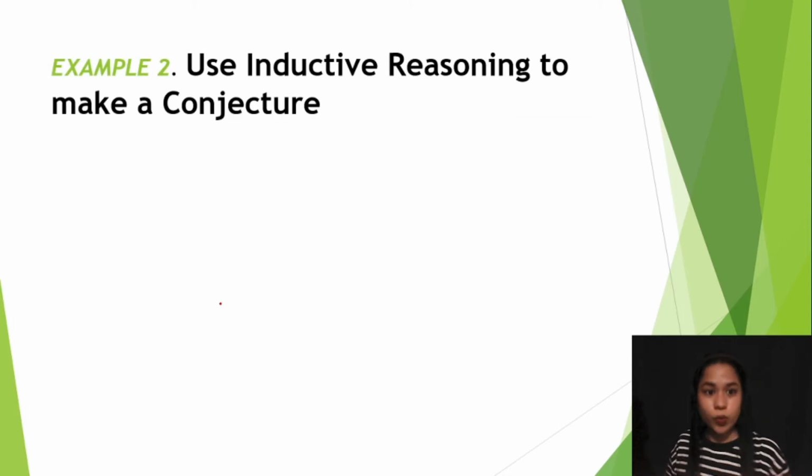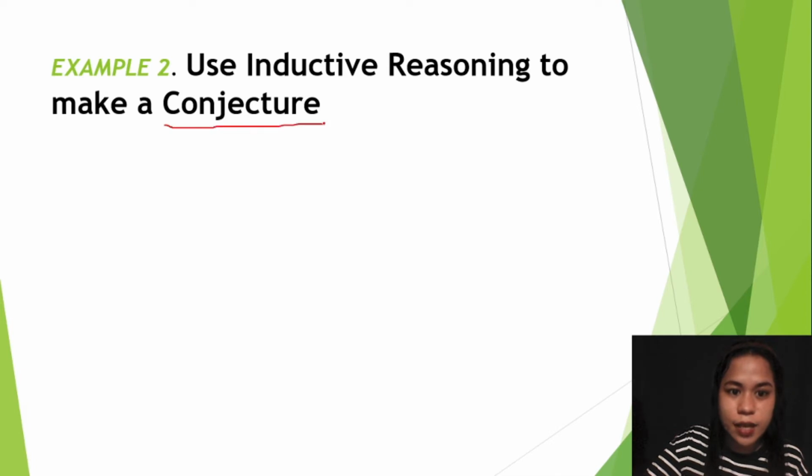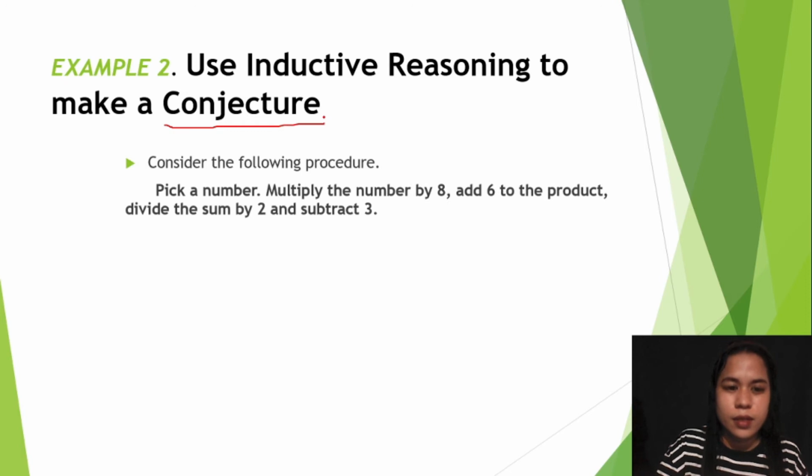So, let's proceed to example 2. We need to use inductive reasoning to make a conjecture. As I mentioned a while ago in our video, a conjecture is the conclusion from using inductive reasoning. Okay. Consider the following procedure. So this is our procedure. We need to pick a number, multiply the number by 8, add 6 to the product, divide the sum by 2, and subtract 3.